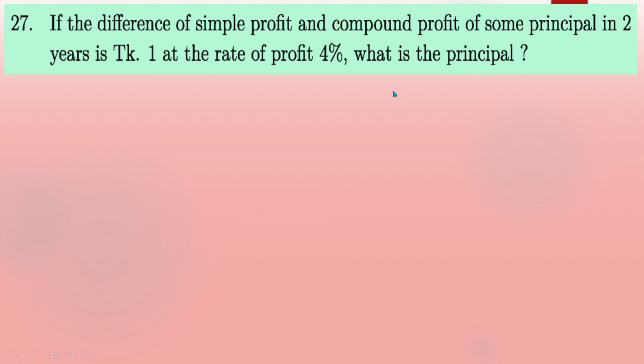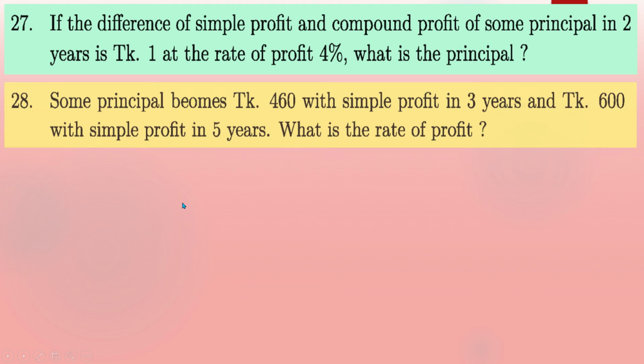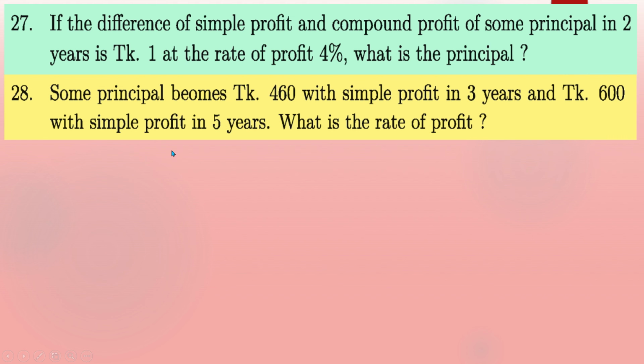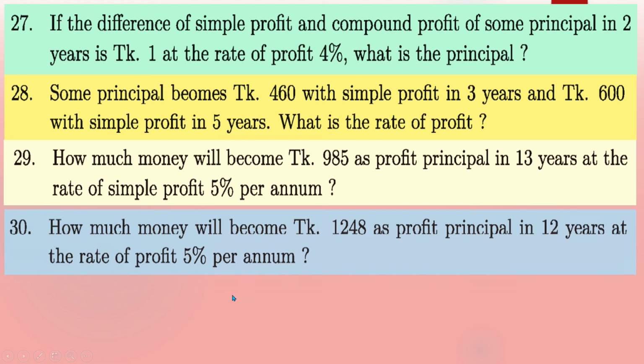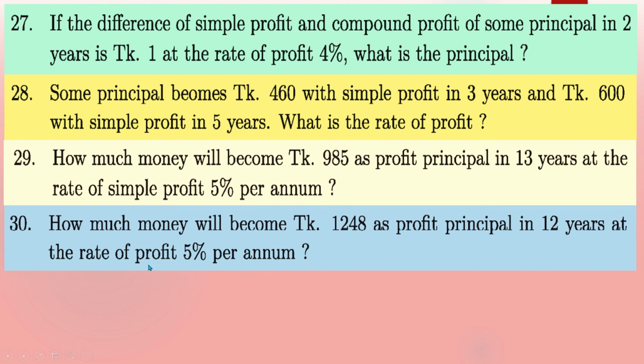Also compound profit related, so you can easily solve this. This is also easy math. What is the rate of profit? That means you have to find the value of R. All other conditions are given. This and this are the same math. How much money will, that means this and this same, 29 and 30, taka 1248 as profit principal in 12 years at the rate of R% per annum.